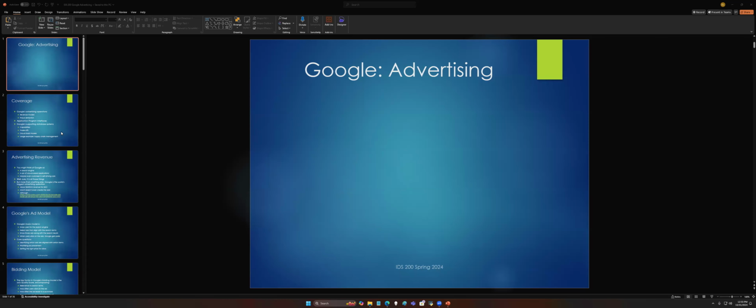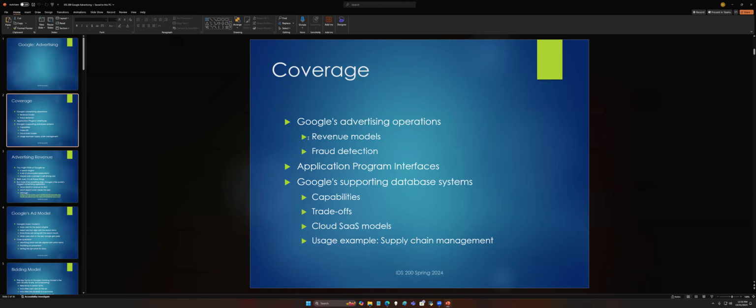Okay, so what we'll cover over the course of this lecture is a bunch of topics related to Google's advertising and related systems. So, we'll talk today about revenue models. We'll start in on that. Eventually, we'll get to fraud detection, push that off probably till next week. Talk about APIs, application program interfaces. When I talk about how some systems or some two applications have an interface, this is exactly what we mean. So that's what those are.